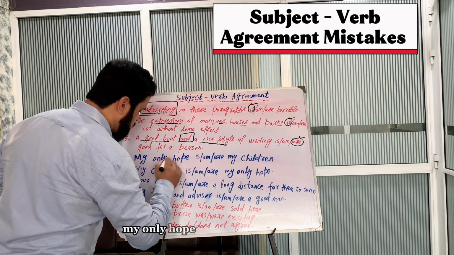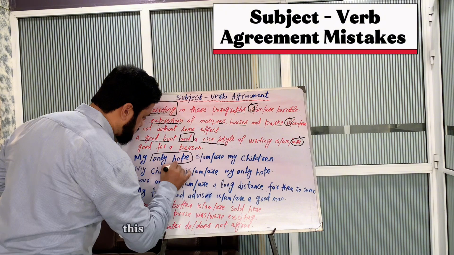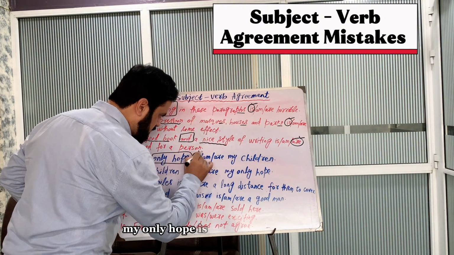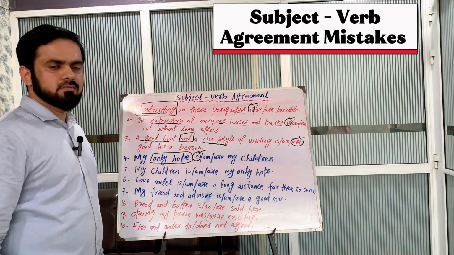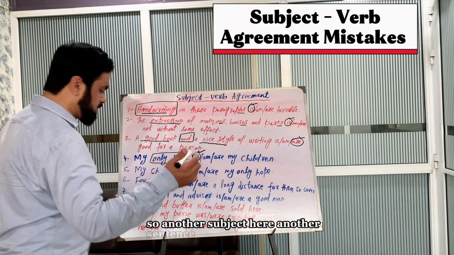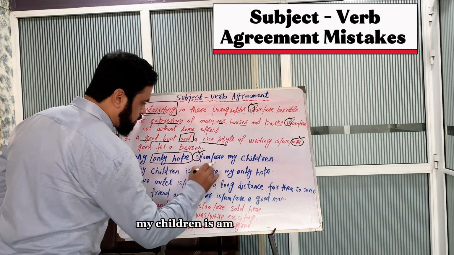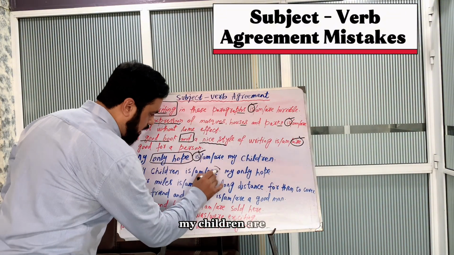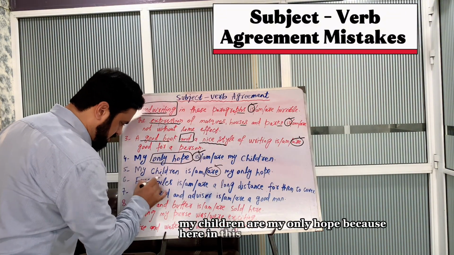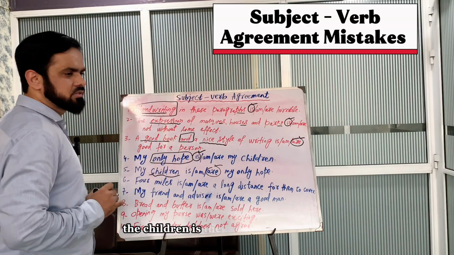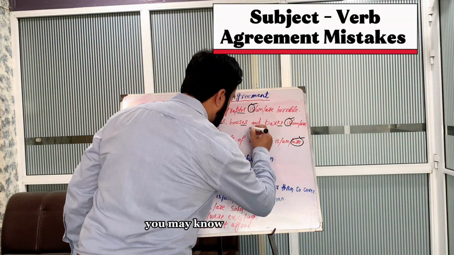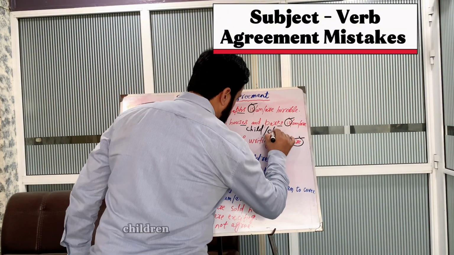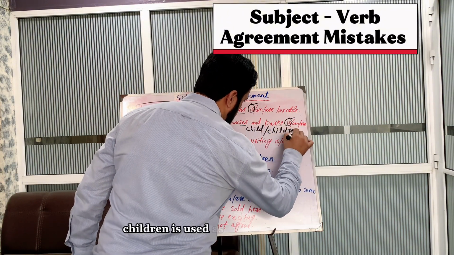My only hope, only hope, this is your main subject. My only hope is my children. So another subject here, another sentence. My children is, am, or are my only hope, right? My children are my only hope, because here in this sentence, the children is the subject, and you may know that child is used as a singular, children is used as plural.